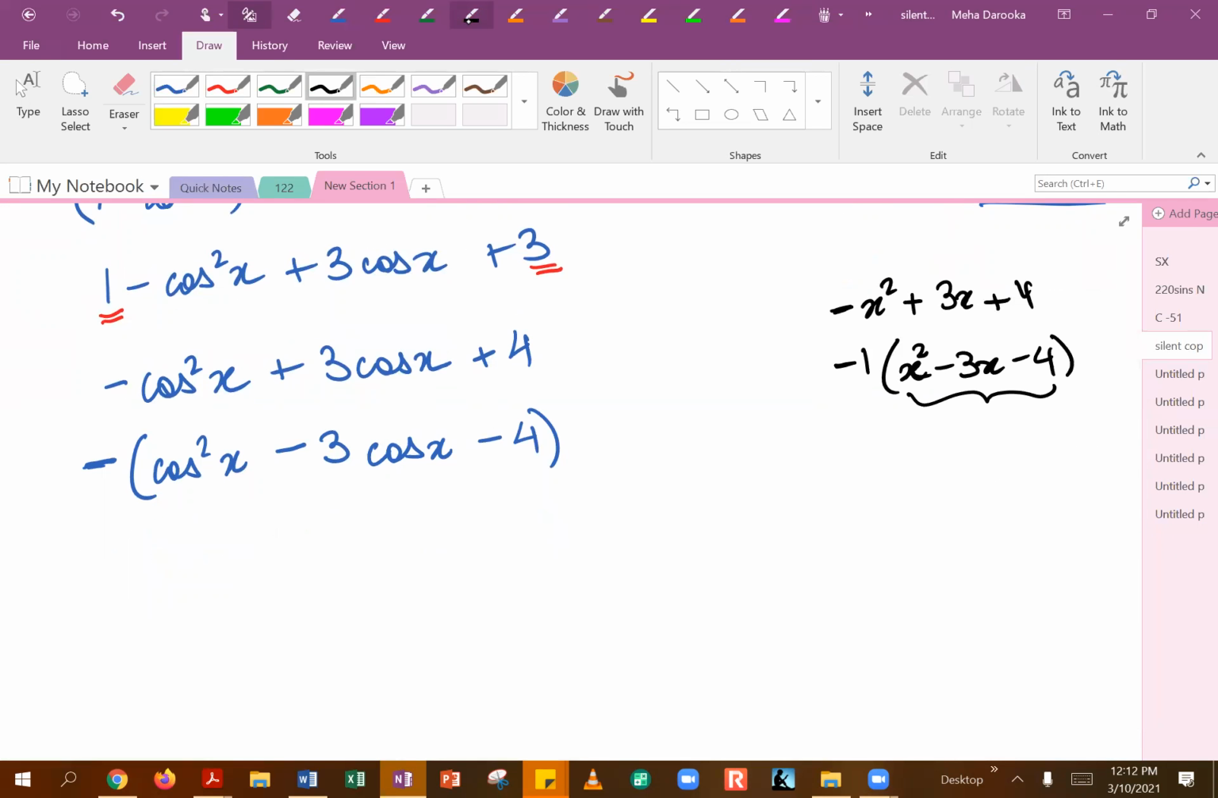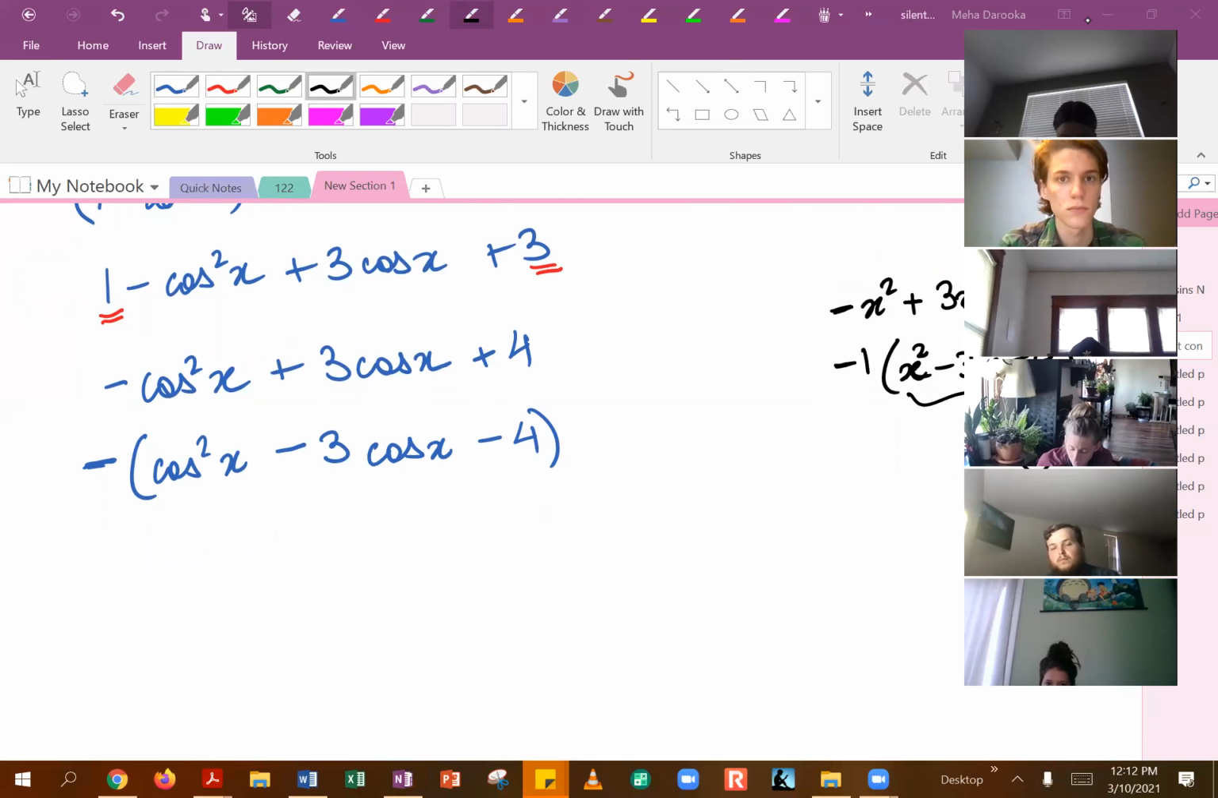So now think about this. This is just like we do any 3-term trinomial in algebra. What will be the factors where two numbers multiply to give us negative 4, but when we add, they add up to negative 3? So what do you think those numbers need to be?